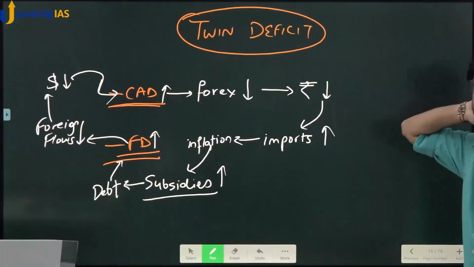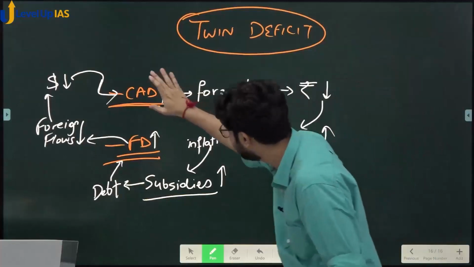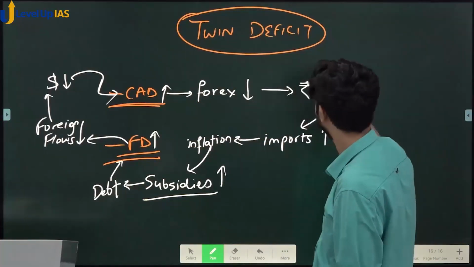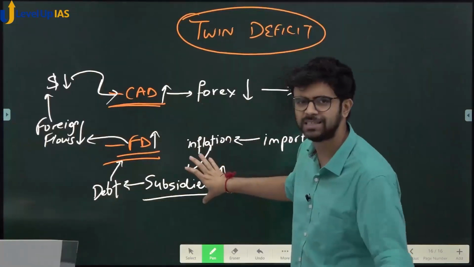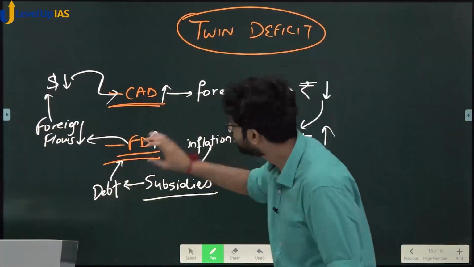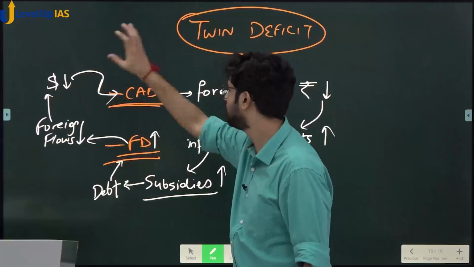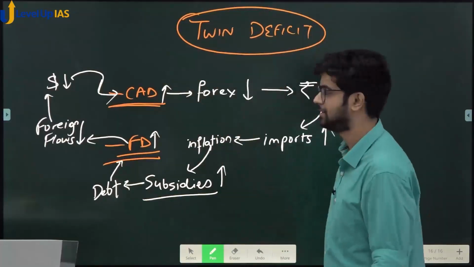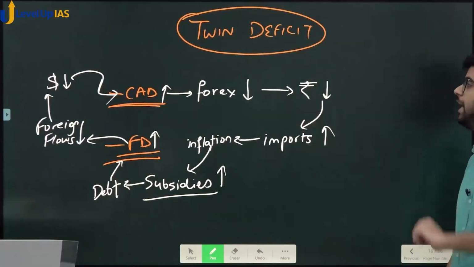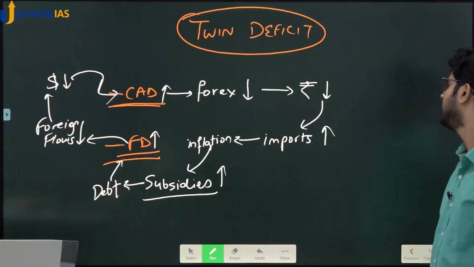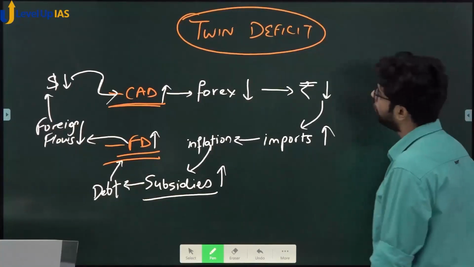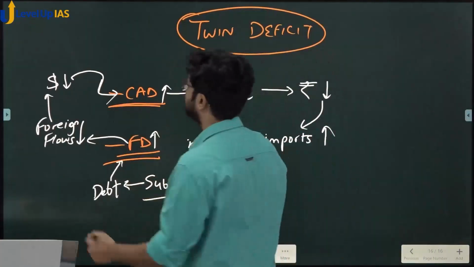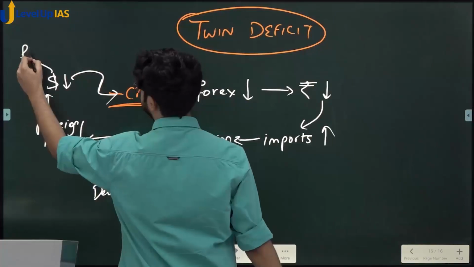इससे ज़्यादा कुछ है ही नहीं explain करने के लिए, because you know what is CAD, you know forex, you know rupee, you know imports, you know inflation, you know subsidies, you know debt. You might not know subsidies in detail, we'll discuss in agriculture. You know foreign flows, you know dollars, you know CAD. ठीक है? This is the flow: current account deficit, forex, rupees, imports, inflation, subsidies, debt, foreign flows, dollar goes down. Dollar goes down means the rate of dollar doesn't go down, dollar goes out, flows out.